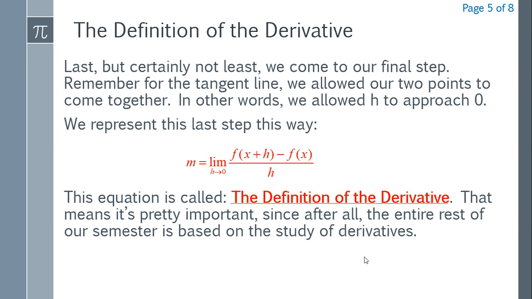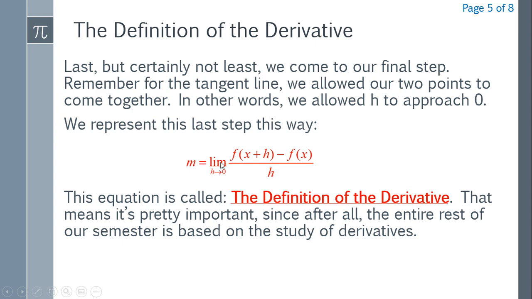Last but certainly not least, we come to our final step. Remember, for the tangent line, we allowed our 2 points to come together. In other words, we allowed h to approach 0. Our change in x is going to get smaller and smaller until it's approaching 0. We represent it in this way.